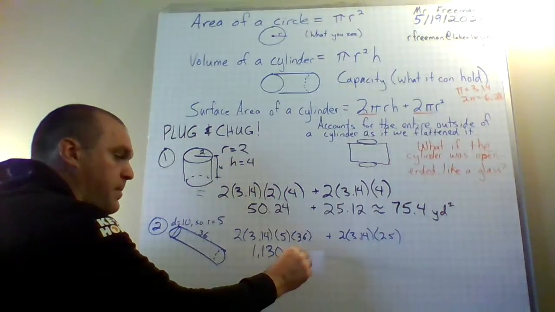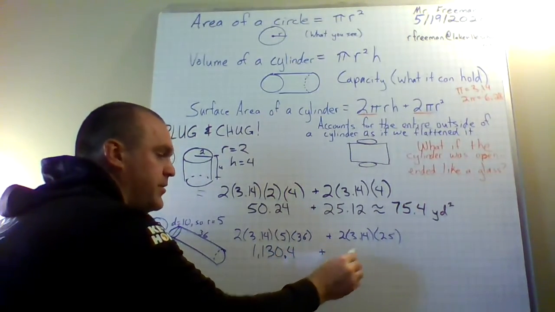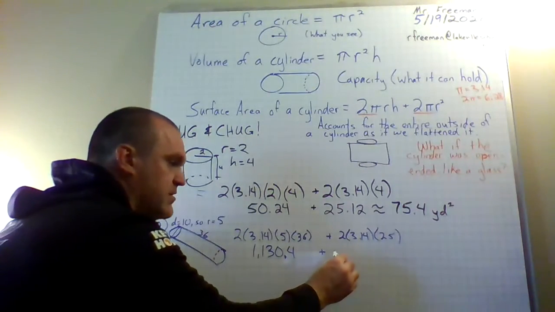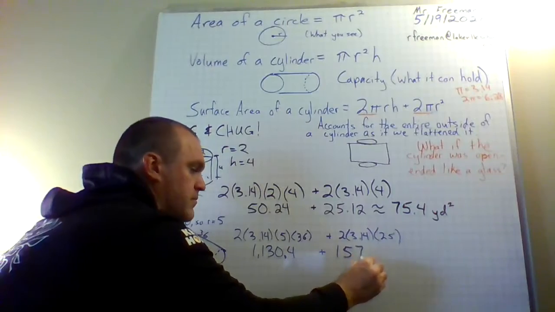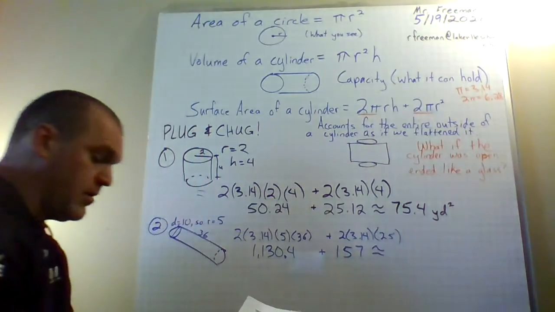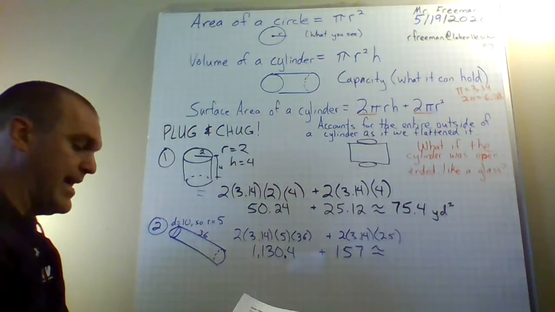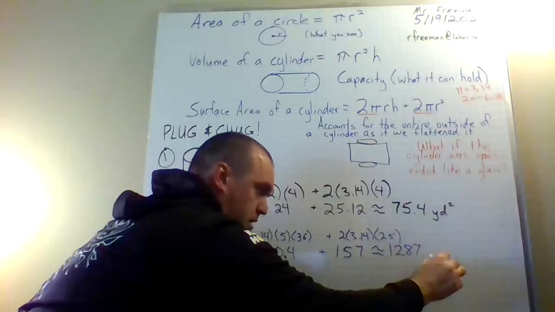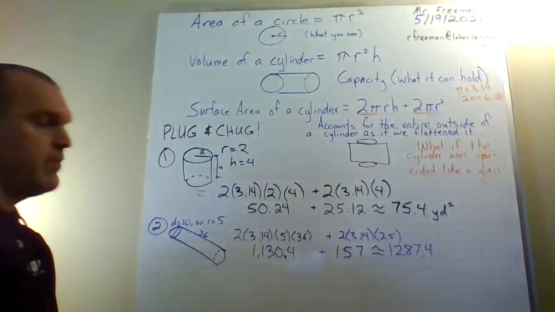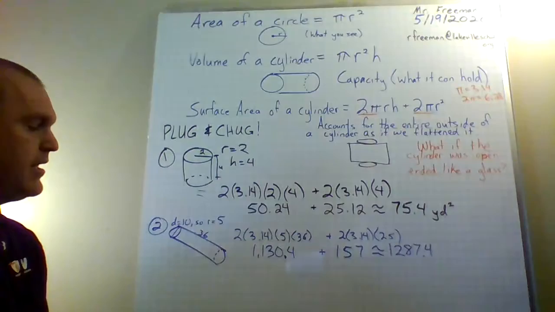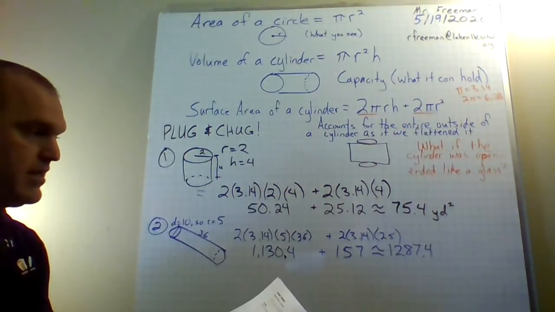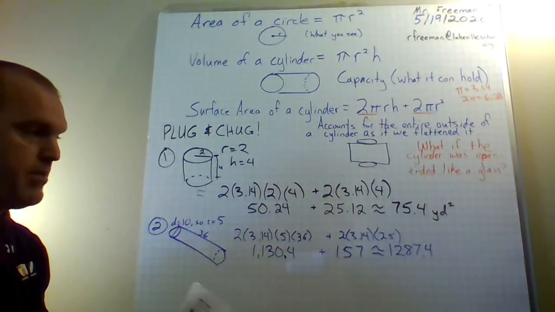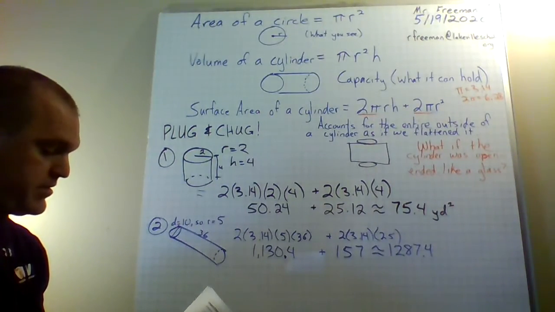When you plug this into your calculator, you will get 1,130.4. And we're going to add that to, when you plug those into your calculator, you get 157. When you add those guys together, I get 1287.4. That's probably what you will get if you use the same numbers I have for pi. When you look at the answer key, you'll see that they have 1288.1, very close and not a big deal as to how far away that is from ours.